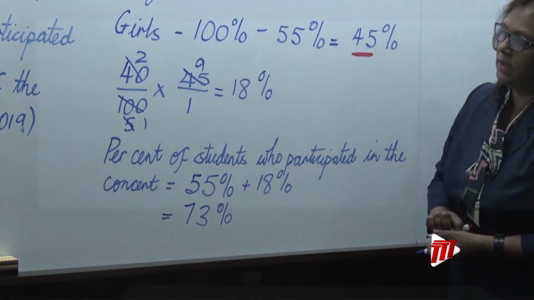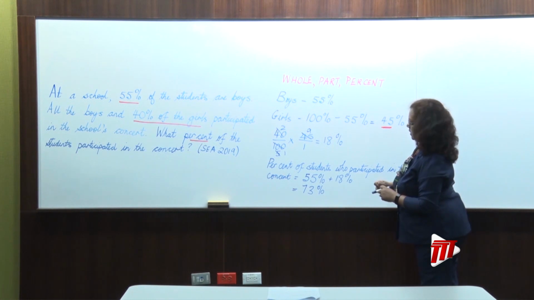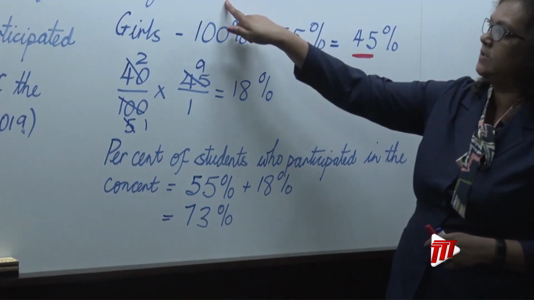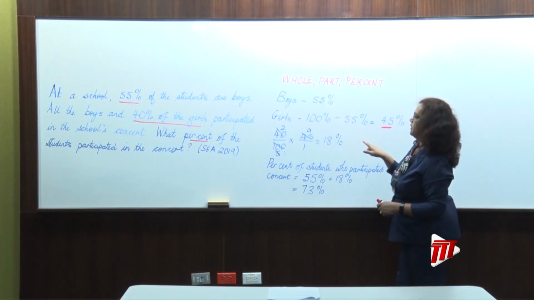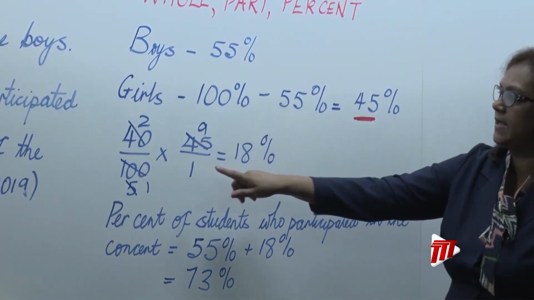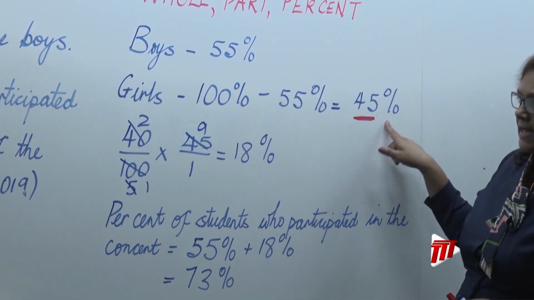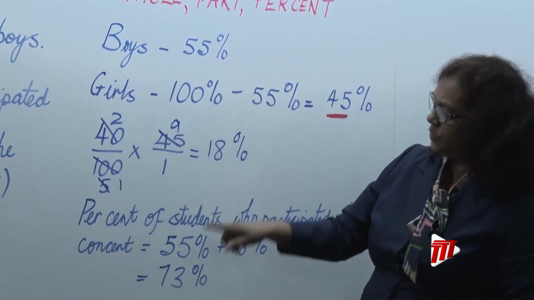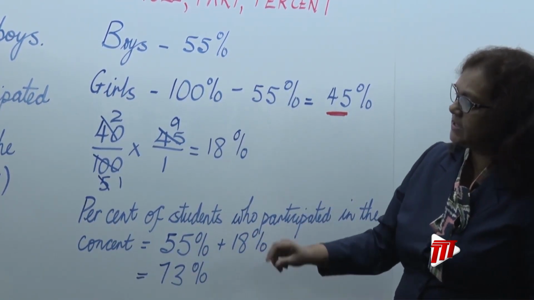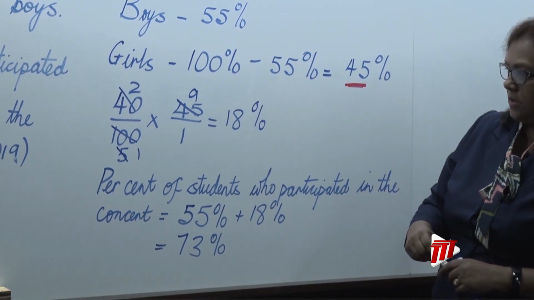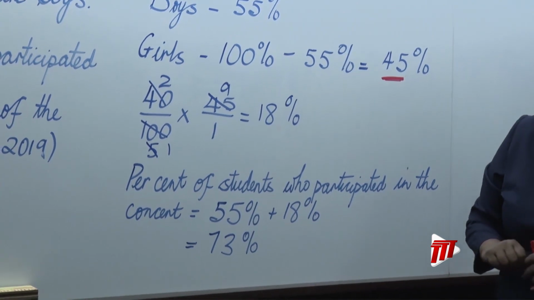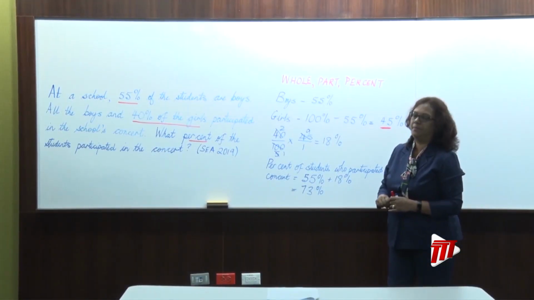So the percent of students in the school who participated in the concert is 73%, which is 55% representing the boys and 40% of the girls, which is 40% of 45%. This 45 here is going to be used as a whole. So altogether, we have a total expressed as a percent of students who participated in the concert, 55% and 18%, giving us 73%. 73% of students participated in the concert.